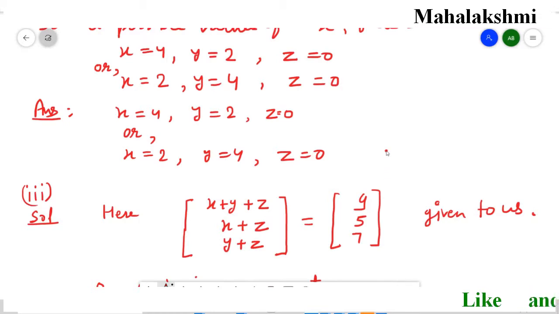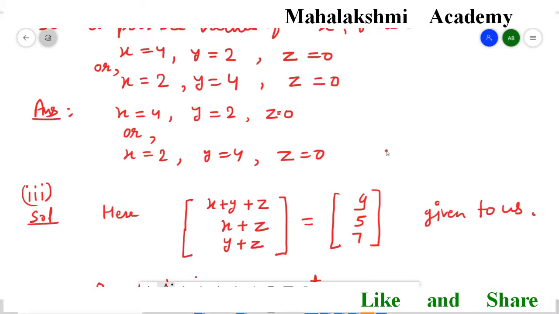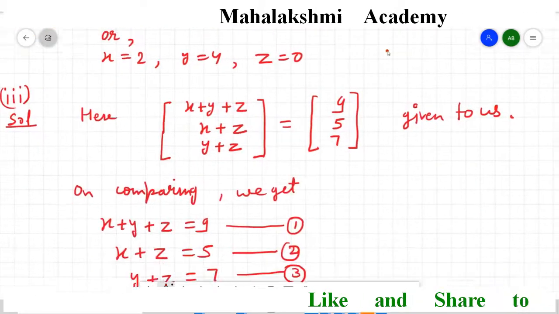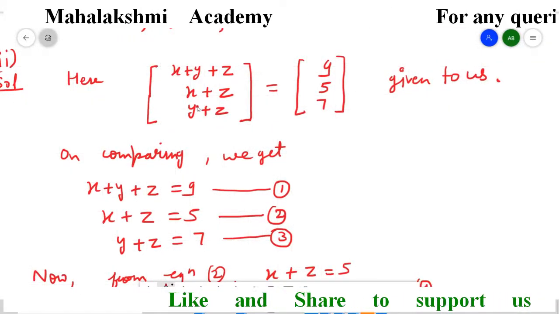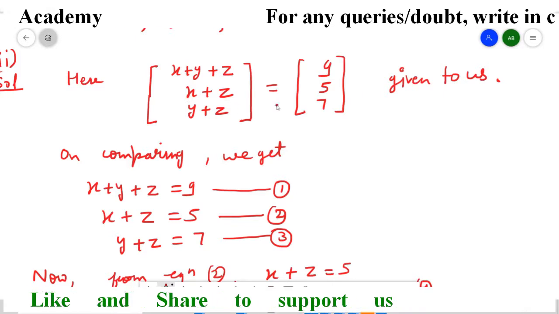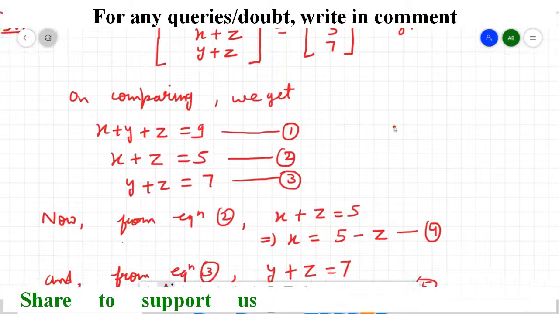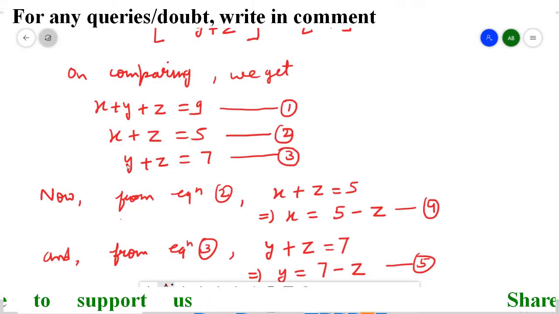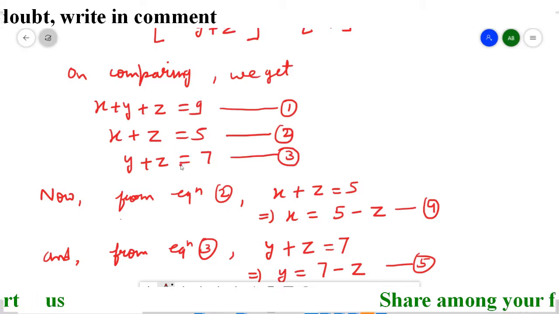Now we will move to the second part. In the second part we have the question where again we have the equations in the form of a matrix. So by comparing it, we will get three equations: x plus y plus z is equal to 9, then x plus z is equal to 5 and y plus z is equal to 7. Three equations we obtained here. Now from these three equations we have to find the values of x, y, z. So for that I used equations second and third first.